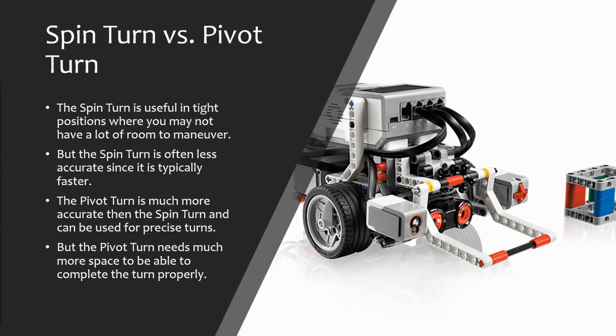So now that we've learned about the spin turn and the pivot turn, let's compare them. The spin turn is by far the most useful in tight areas where you don't have a lot of room to maneuver. But it is important to keep in mind that the spin turn is typically less accurate than the pivot turn since it is faster. In comparison, the pivot turn is much more accurate than the spin turn and can be used for precise turns since it is slower. But the pivot turn requires much more space to complete properly since only one motor moves.